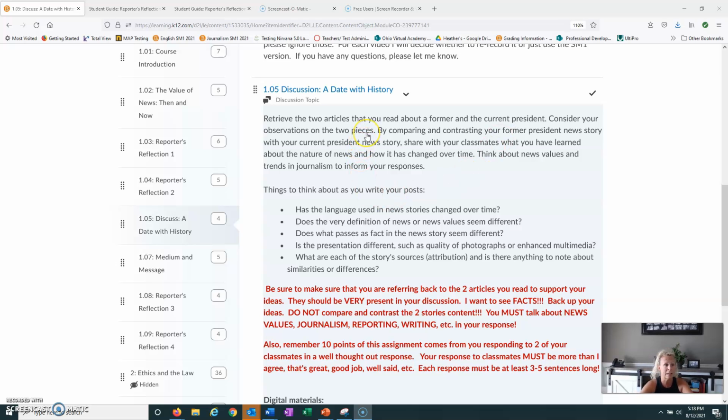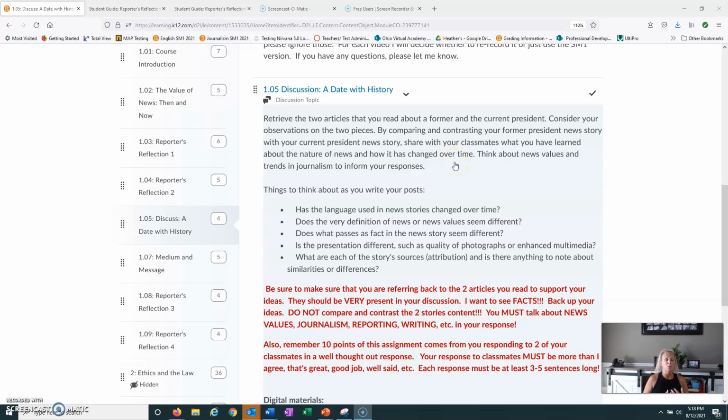You're going to consider observations on the two pieces. You're comparing and contrasting your former president news story with your current president news story, and you're sharing with your classmates on the discussion board what you have learned about the nature of news and how it's changed over time. Think about news values and trends in journalism to inform your response.